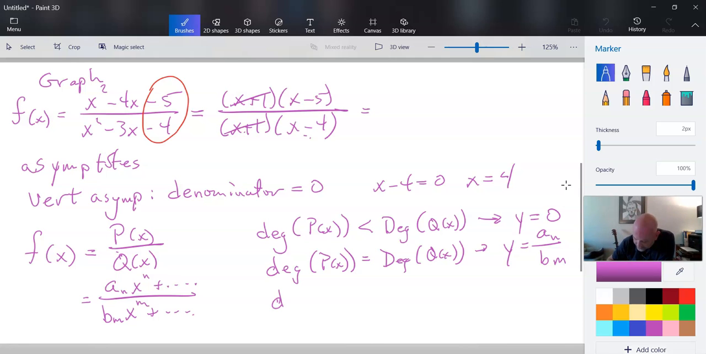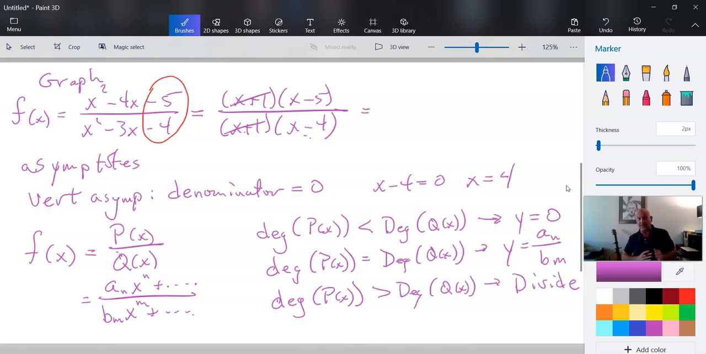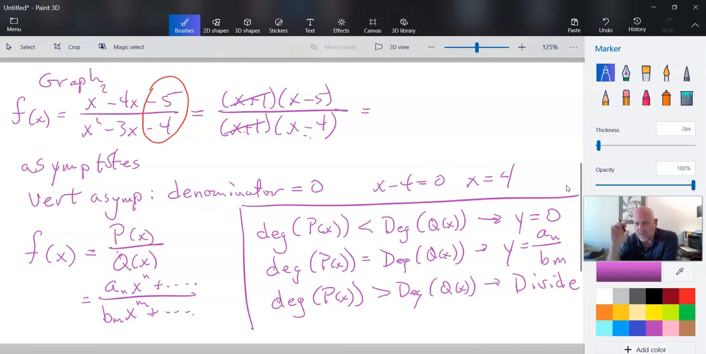Now, if the degree of p of x is greater than the degree of the denominator, you need to divide. That's where your slant asymptote comes from, and we'll talk about how to get a hold of one of those in a little while. But this is basically what you do to find your horizontal and slant asymptotes. You look at the degrees of the polynomials, and it will have everything to do with those degrees and the coefficients.